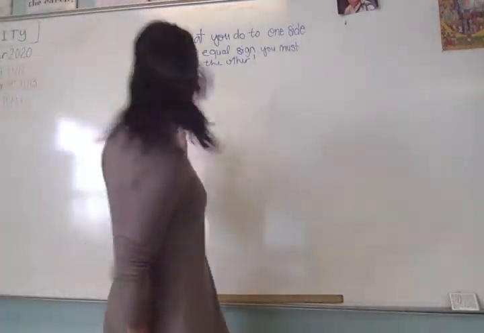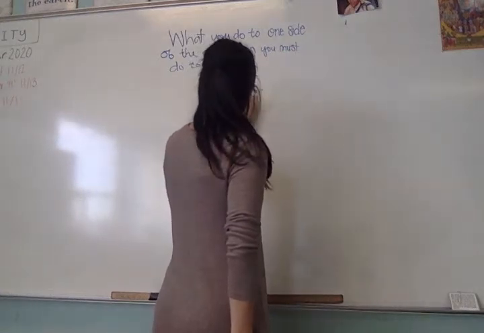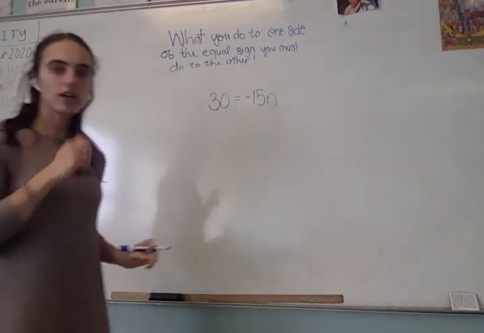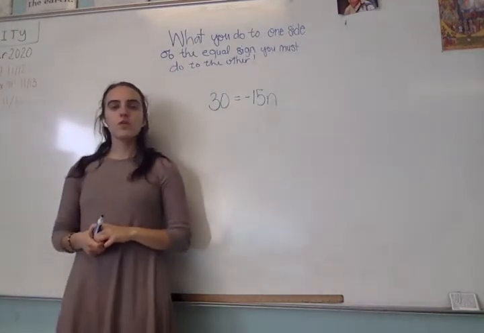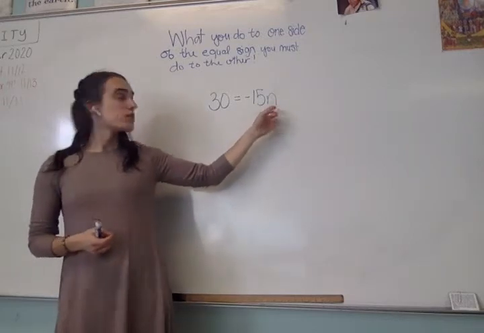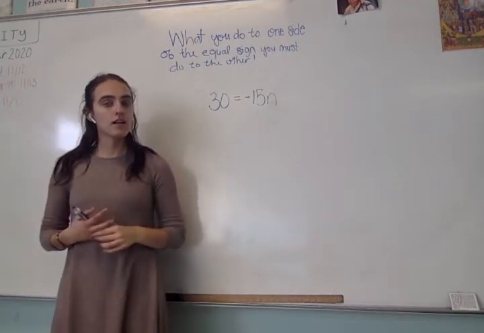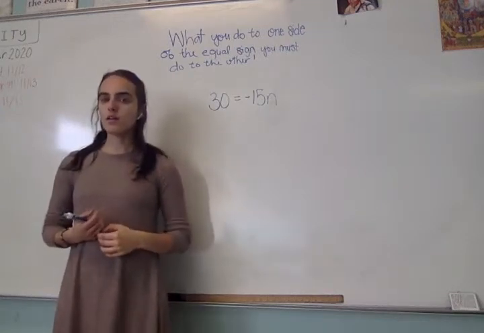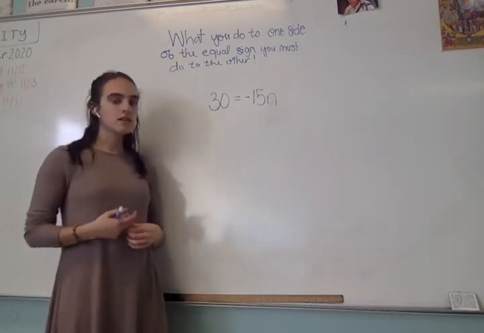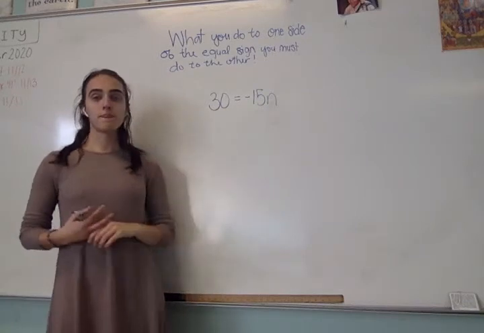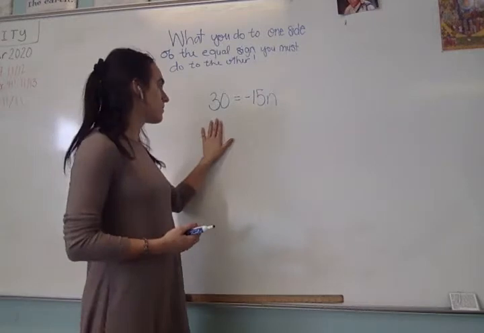what's this problem in my book here? We have 30 equals negative 15n. 30 equals negative 15n. So what we want to do is we want to solve for n. Looks like we're multiplying. See how we're multiplying negative 15 by n? So we want to find what number do we multiply by negative 15 to get us 30. What two numbers can we multiply to get 30?